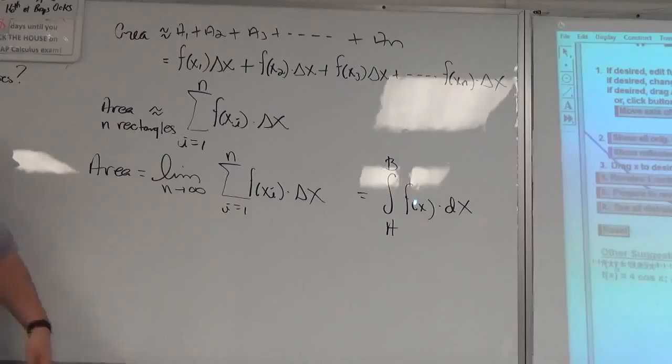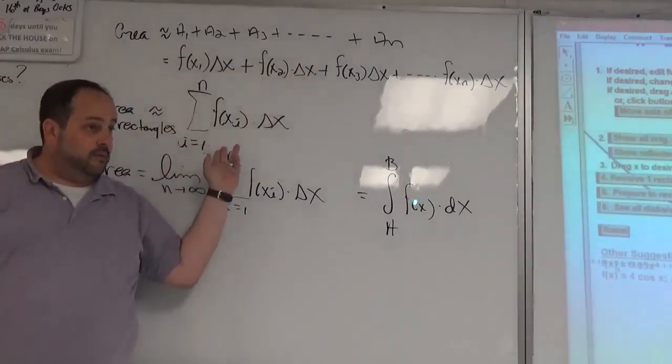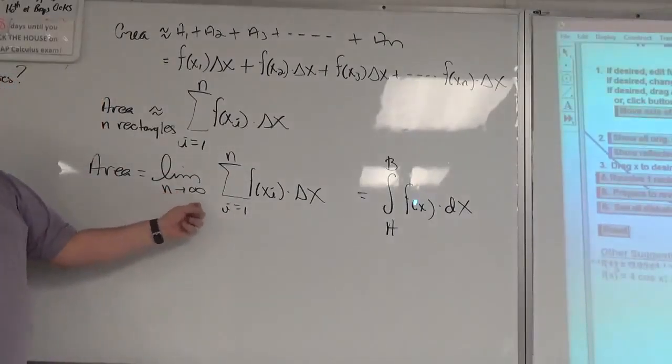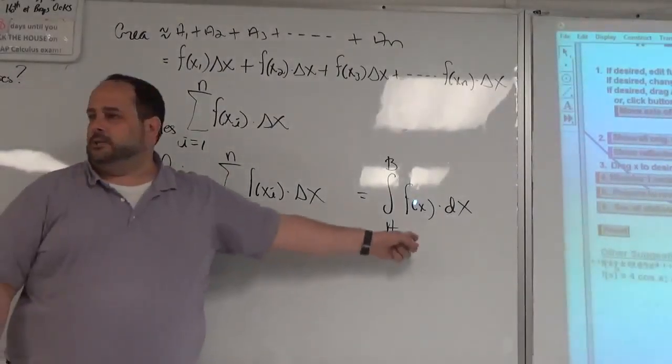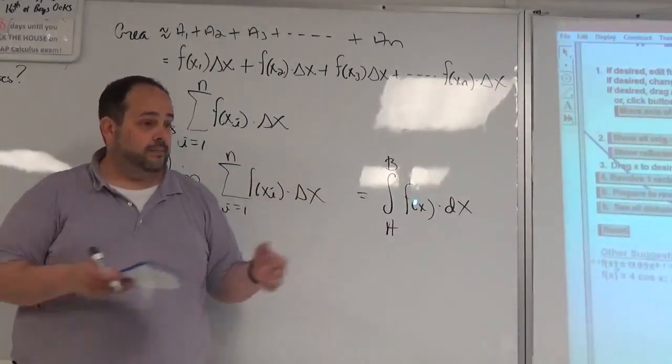This is what we did back in area, but the way we built it up, we did all those rectangles. We added all the rectangles up. We took an infinite number of rectangles, and that's what gets us over to this definite integral. Done. This is what we did with area.